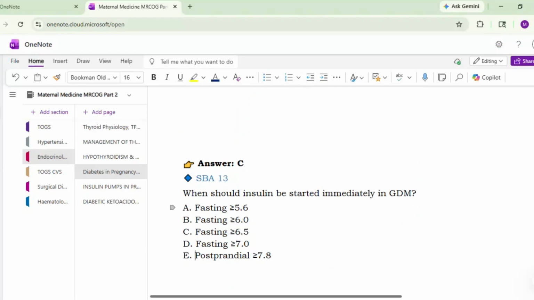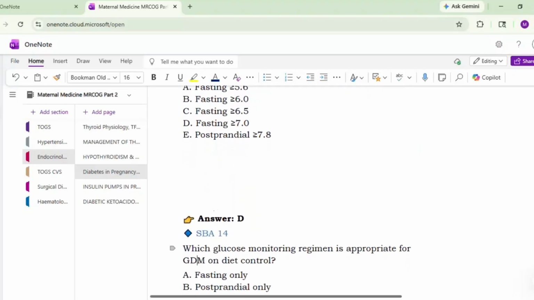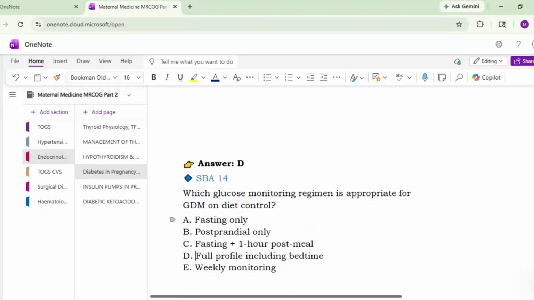When should insulin be started immediately in GDM? A. Fasting more than equal to 5.6. B. Fasting more than equal to 6. C. Fasting more than equal to 6.5. D. Fasting more than equal to 7. E. Postprandial more than equal to 7.8. It is D, fasting more than equal to 7.